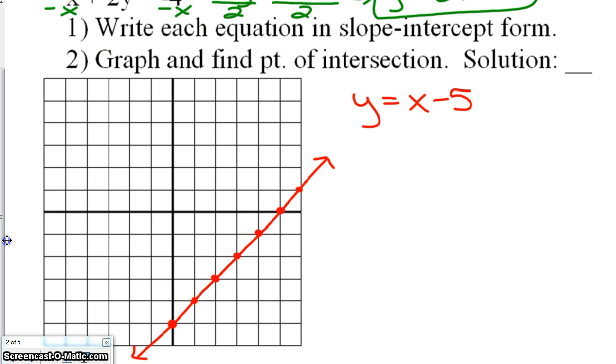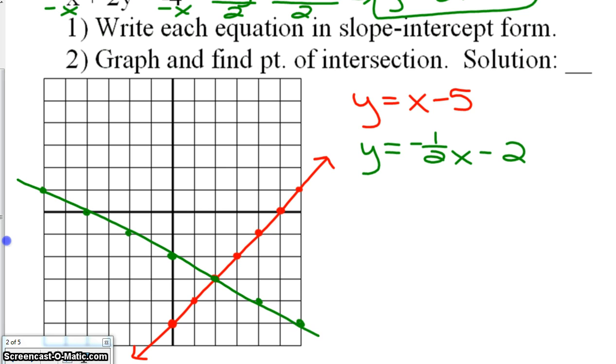We're now going to graph the second line, y equals negative 1/2 x minus 2. Again, our y-intercept is at negative 2, and this time our slope is negative 1/2. So we're going to go down 1, right 2, down 1, right 2, and so on. You could go up 1, left 2, up 1, left 2 to create your line. Again, connect the dots, and we have our two lines.